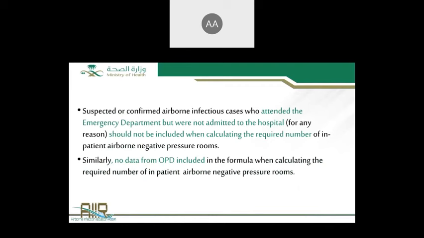What about a suspected or confirmed airborne infectious case that attends the emergency department but is not admitted to the hospital? These cases will not be included in the formula or in the average number of cases. We should know that a confirmed airborne infectious case that enters the emergency department but is not admitted to the hospital should not be included in the calculation of the required number of airborne infection isolation rooms in the healthcare facility or hospital.